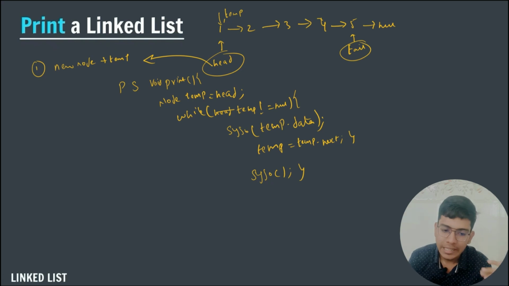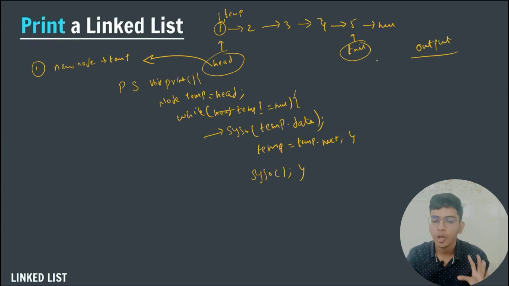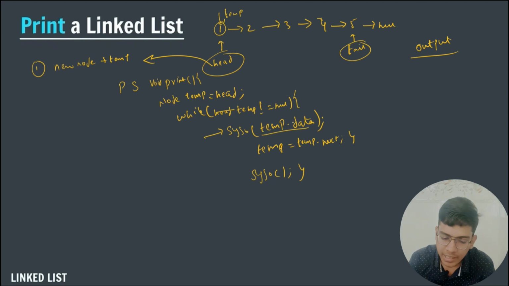So what is happening here? Let us understand: I have created a temporary variable that is storing the head value. After that, first of all, in the while loop, let us see what is happening. Let us consider that this is my output window. Here first of all I am printing temp.data. So 1 will be printed here.